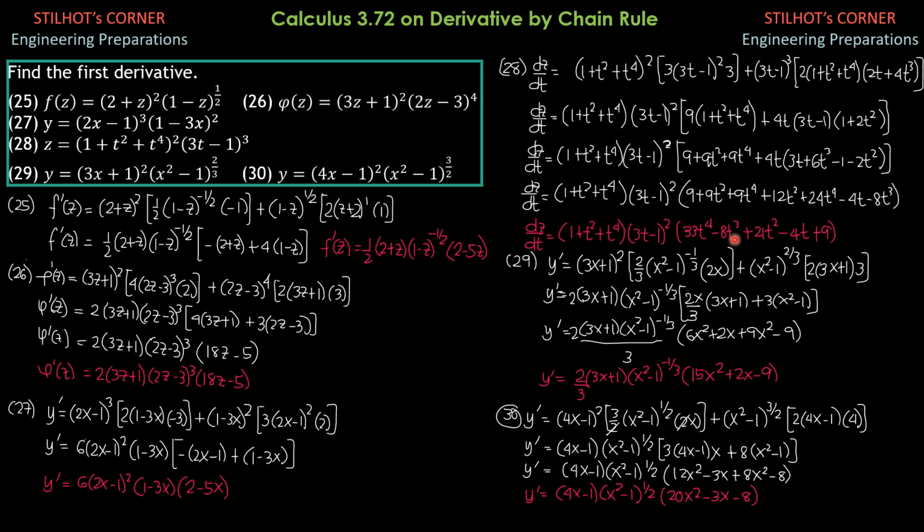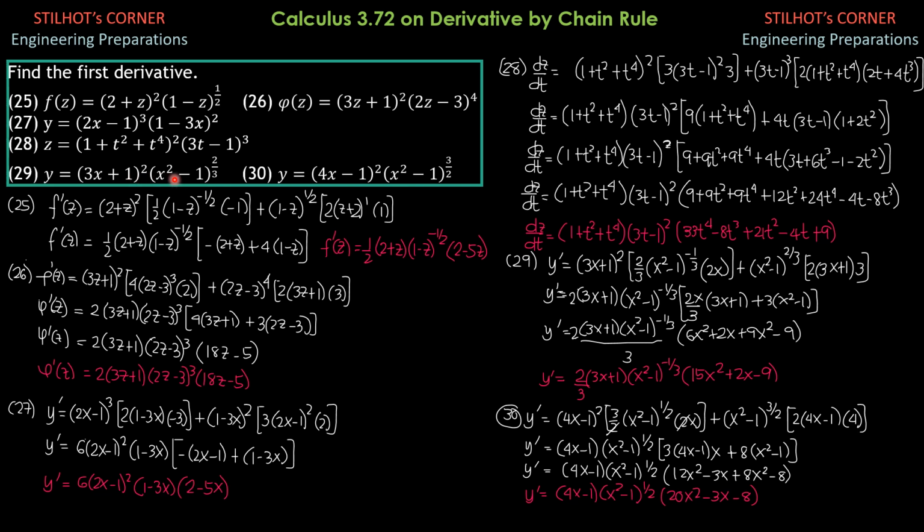We just copy. For t squared, 9t squared plus 12t squared is 21t squared. For t, we have negative 40. And for the constant, we have 9. So that's it. That's the derivative of z with respect to t for exercise 28. Then we proceed to exercise 29.